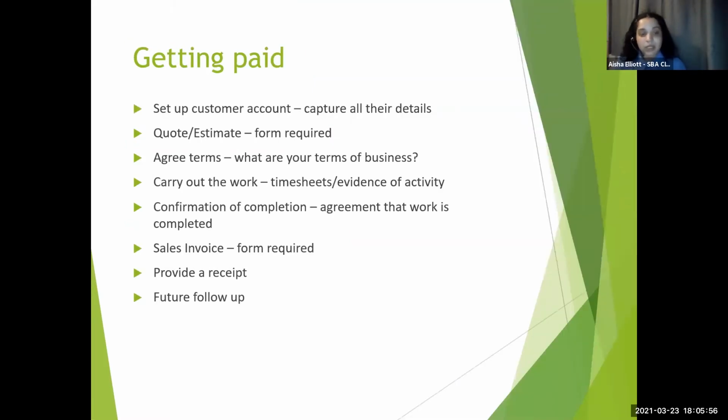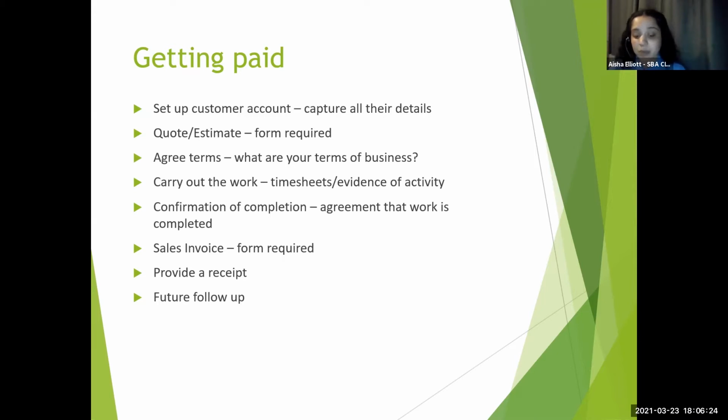So here you will see some things that you can do as a business owner to make sure that you are paid on time. The first thing is to set up customer accounts. So you will need to have all of their details available so that you can contact them when necessary. So if they haven't paid, if you have information about deliveries, various things like that.